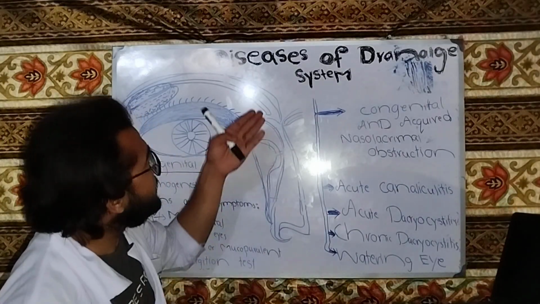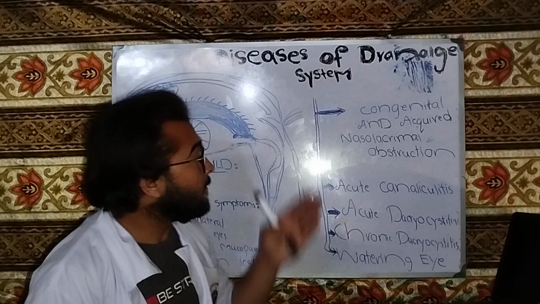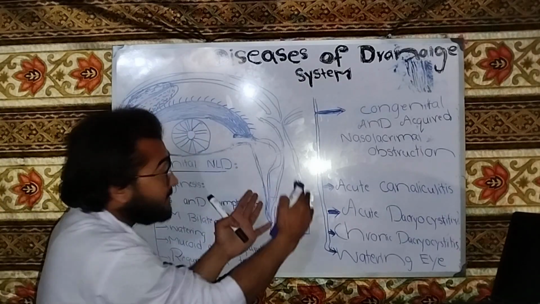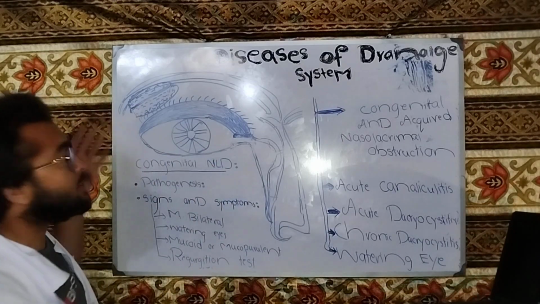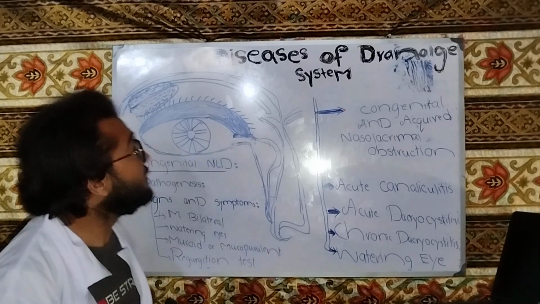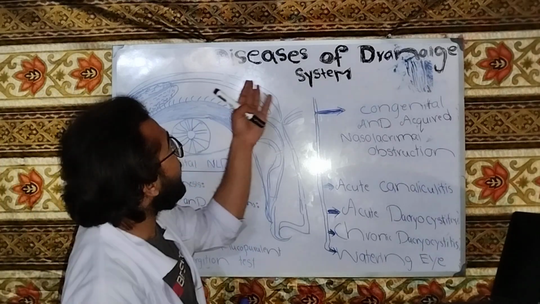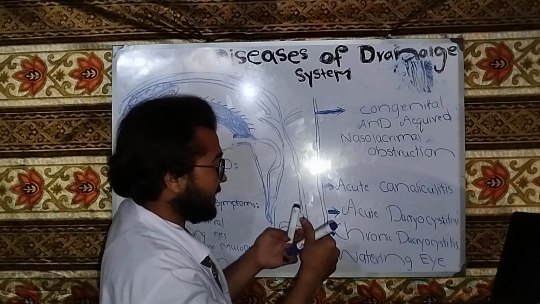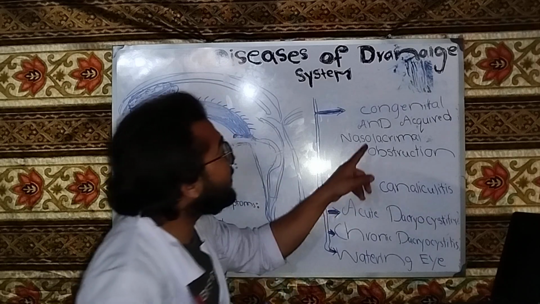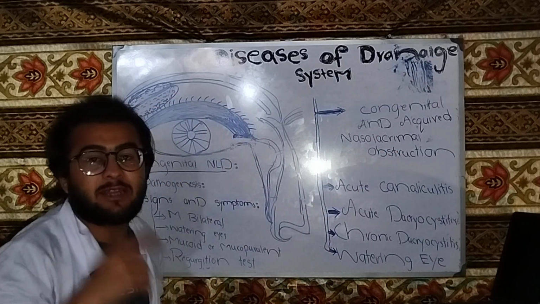Now we will discuss the diseases of the drainage system. First of all, we will discuss the diseases of the drainage system, and then we will go to the diseases of the secretory system. Okay, so diseases of the drainage system, the first one is the congenital and acquired nasolacrimal duct obstructions.